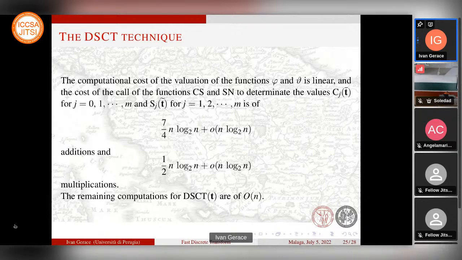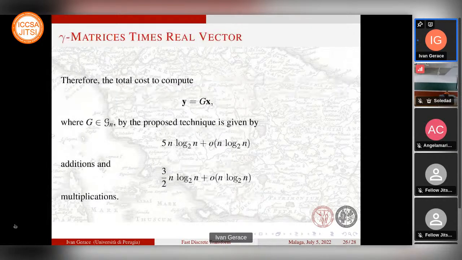And then the cost of this discrete transform is similar to the inverse discrete sine cosine transform. So the total cost of computing the multiplication of Gn and x is given by 5 multiply n log 2 of n plus something of a lesser order of additions, and 2 over n, 3 over 2 n multiply log 2 of n plus a small o of n log n.